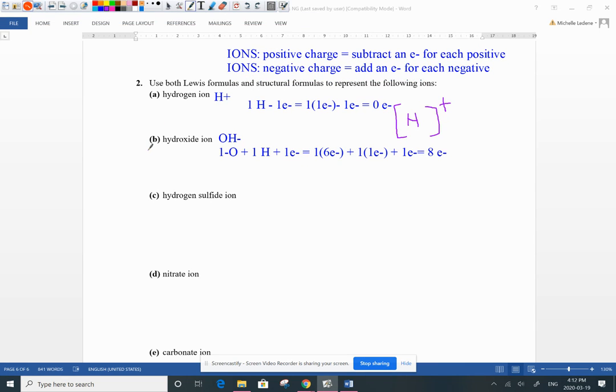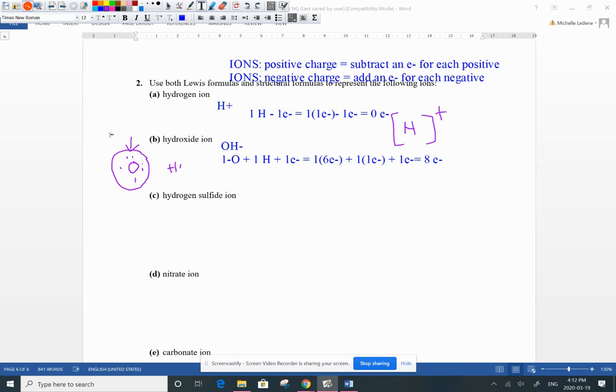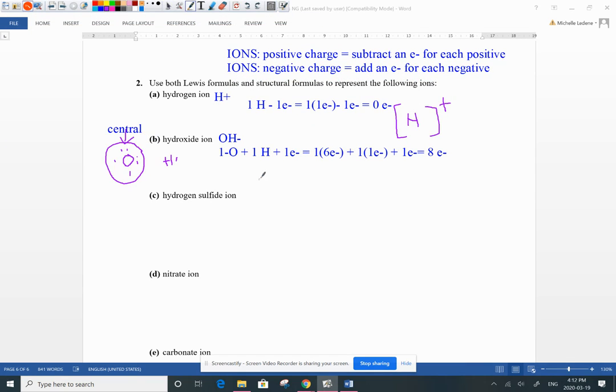Now I'm going to follow the rules as I did before. Oxygen, I know, is group 16, and he has 2 lone pairs, 2 bonding electrons. Hydrogen has only 1 electron. So who's the central atom? This guy. Oxygen is the central atom because he can make the most bonds. Right? He can make 2 bonds. He's got 2 bonding electrons. So he's going to be my central. There we go. There's my central atom.